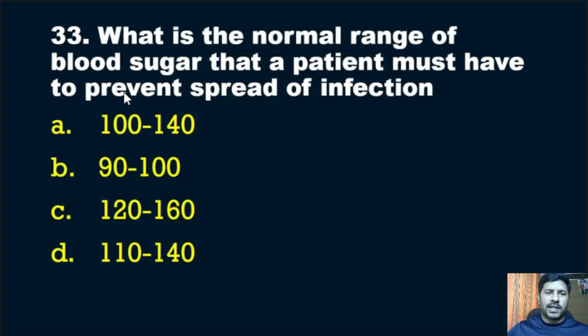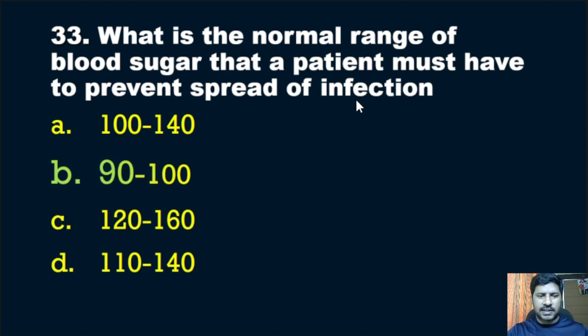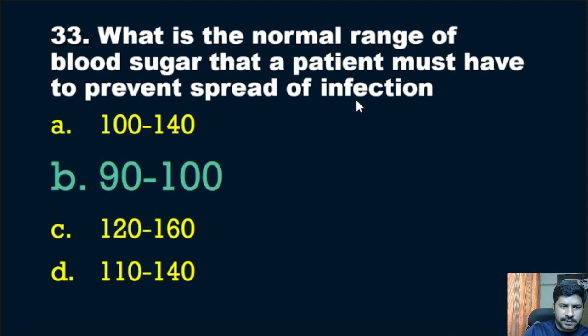Next question, what is the normal range of blood sugar that a patient must have to prevent spread of infection? The correct answer is 90 to 100, that is the normal range. It should be maintained during hospitalization to prevent the spread of infection. If the blood glucose level is above the normal range, it becomes a good medium for growing microorganisms. That is why the glucose level should be kept in the normal range.